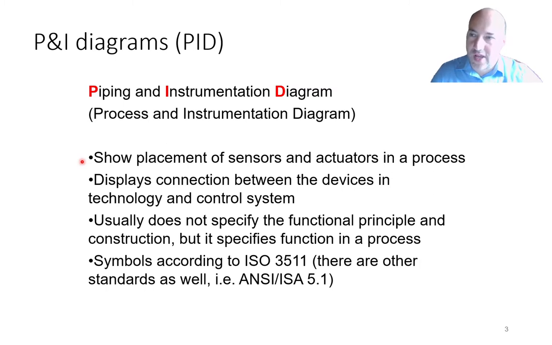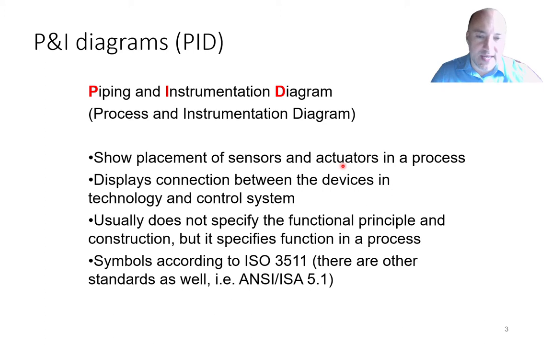So if we are talking about, for example, beer production, the process will be composed of several tanks, and the PI diagram will show us where we measure temperature, where we measure liquid level, where we measure flow, and so on. It's not only about sensors, but it shows us also the actuators. So an actuator can be, for example, a valve that is operated either by hand or by some electric motor. And in this PI diagram, we'll see where this control is going.